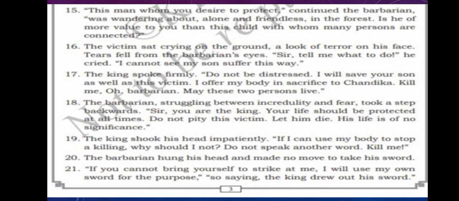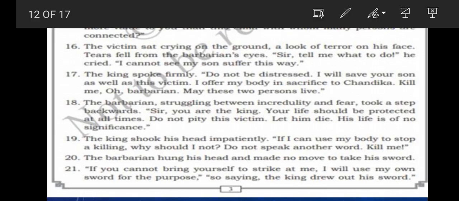The barbarian, struggling between incredulity, meaning he was in confusion. Here the word incredulity means disbelief, and fear, took a step backwards. He moved backwards. "Sir, you are the king. Your life should be protected at all times. Do not pity this victim. Let him die. His life is of no significance." So he told the king, O king, let him die. His life is not as valuable as yours.